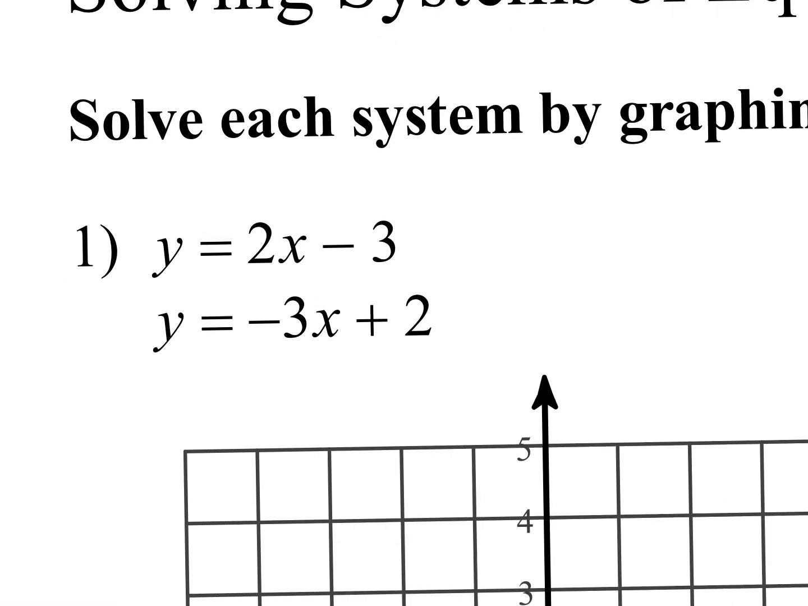Look at this first set of equations. It's already in y equals mx plus b, correct? So this is what I expect to see on your test when you're showing me work. For this first line, all I need you to see is that you tell me that 2 is the slope and that negative 3 is the y-intercept.